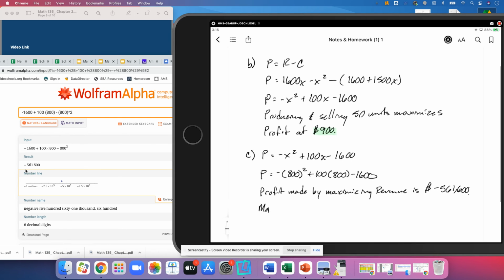So maximizing revenue is a terrible idea. We only care about profit.